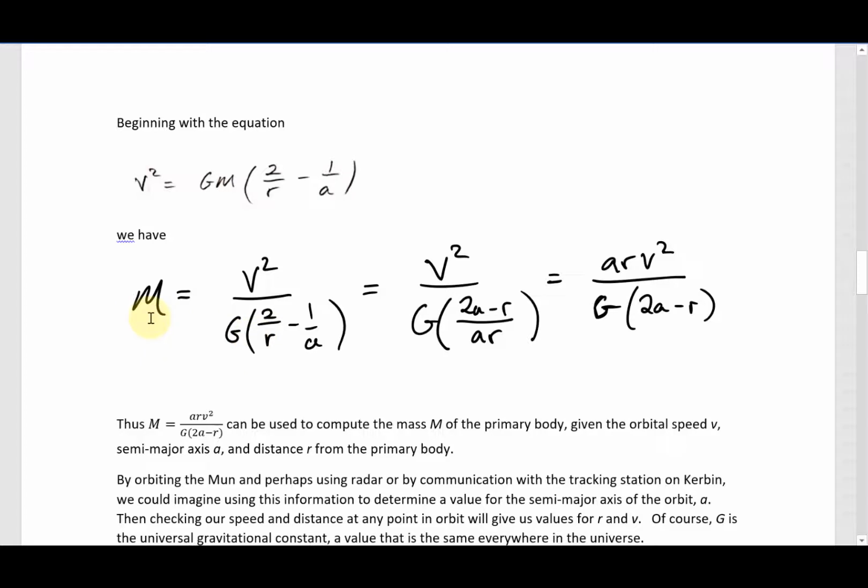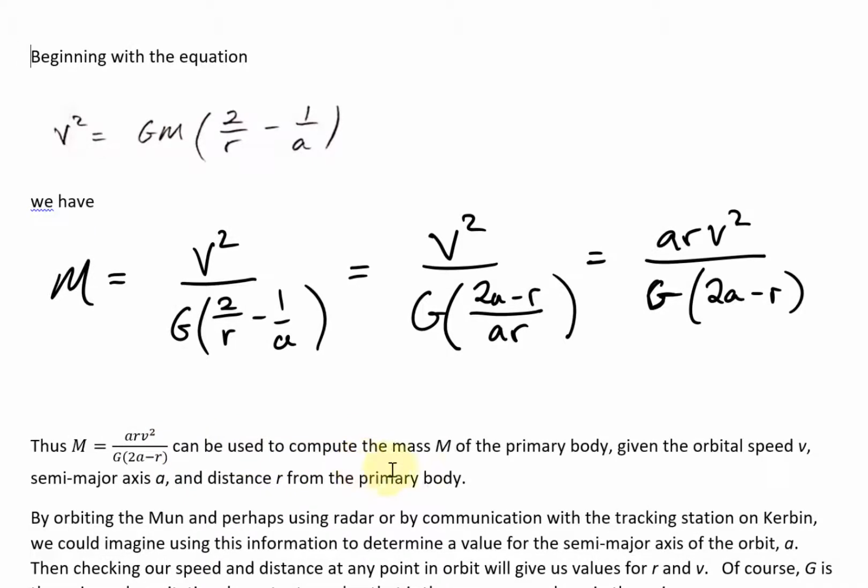So isolating the mass of the primary body, we have v squared divided by the gravitational constant times the quantity 2 over r minus 1 over a, getting a common denominator and flipping the fraction. I get this formula for the mass based on knowing the semi-major axis, radial distance, speed, and gravitational constant. So this is a formula now that can be used to compute the mass of the primary body given some orbital speed v, semi-major axis a, and distance r from the primary body.